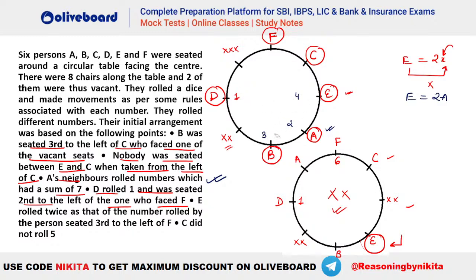So we have got 1, 2, 3 and 4 already. Now left with 5 and 6. It is given C is not rolling 5. So if C is not rolling 5, that means F is rolling 5, and C will be the person who is rolling 6 here. So this will be the initial arrangement here. Okay, this is the initial arrangement.